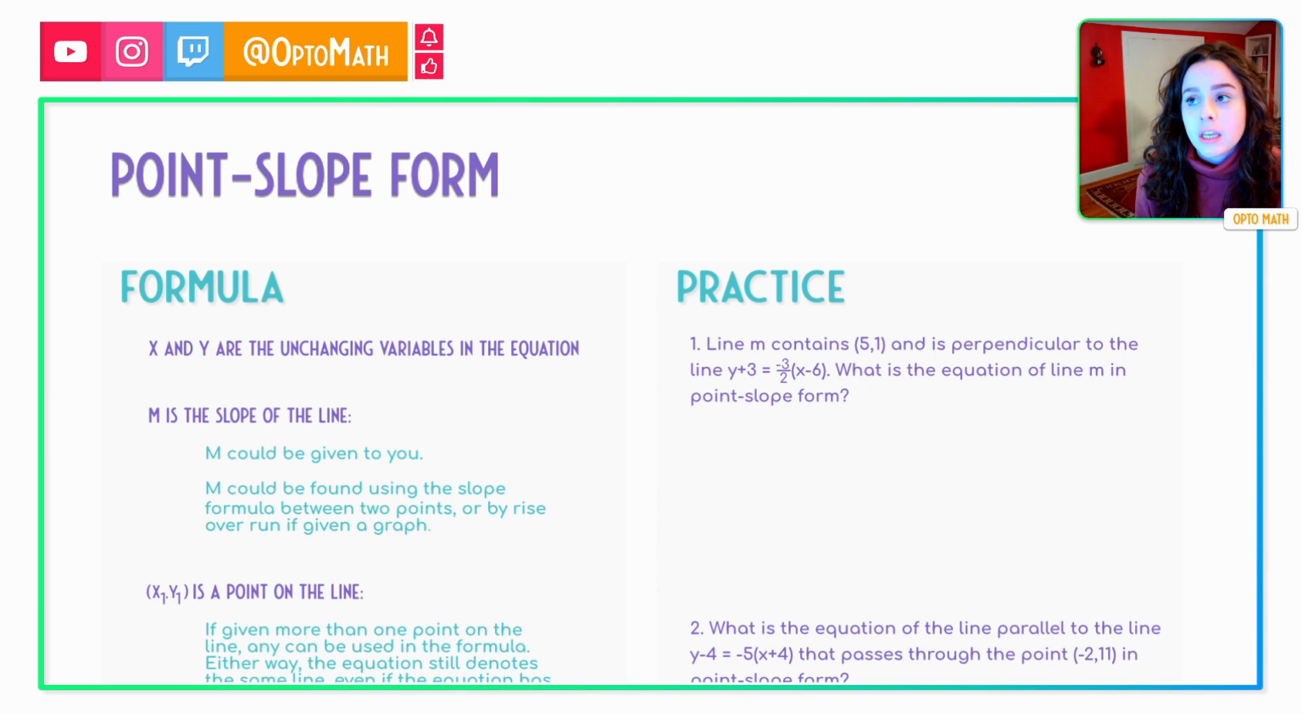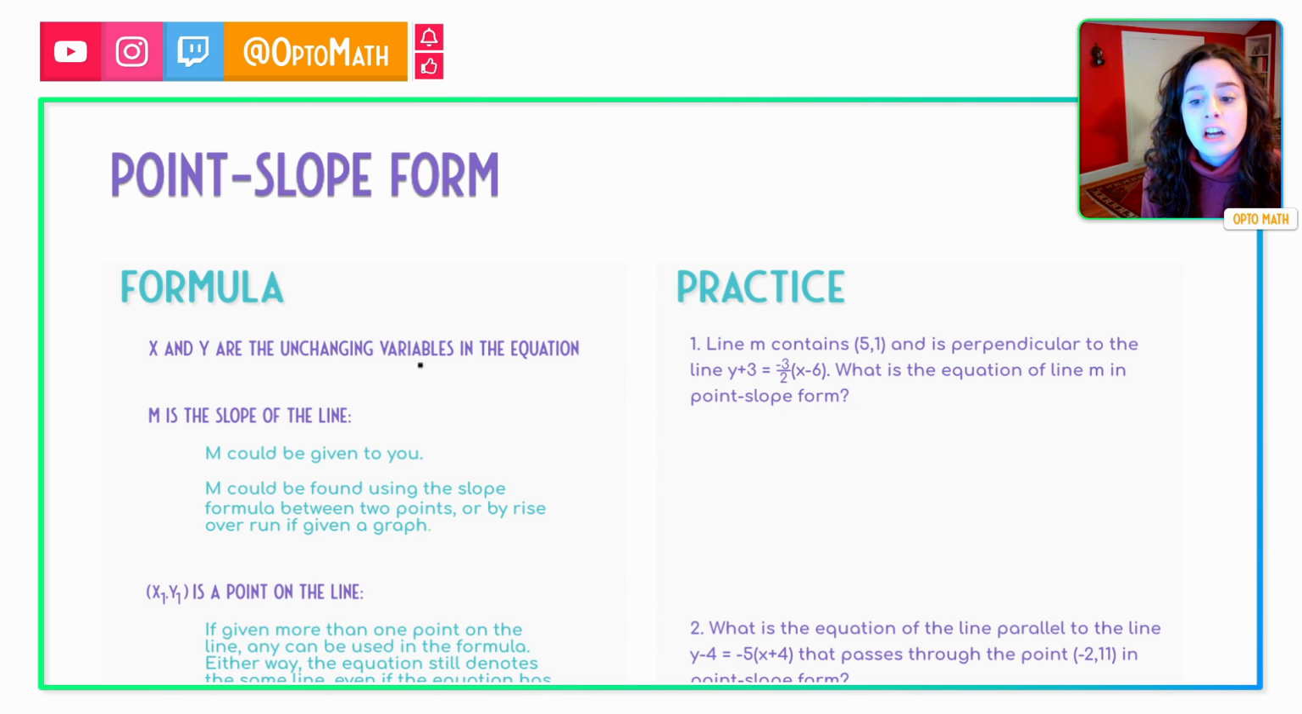I personally probably like point-slope form the best because it's probably the easiest to apply. However, it's probably the most new or unfamiliar one to you in terms of all of the types of ways we can write a line. So let's look at the formula.